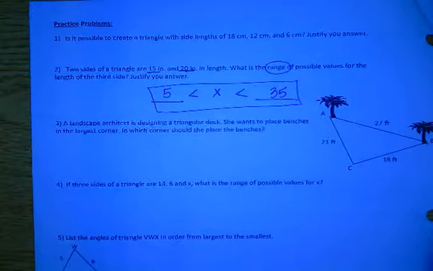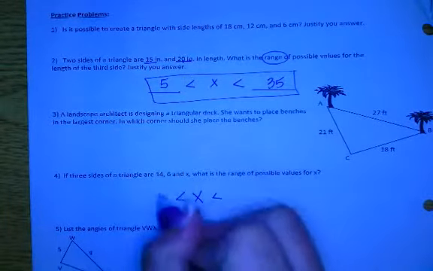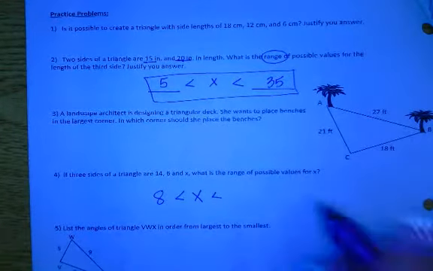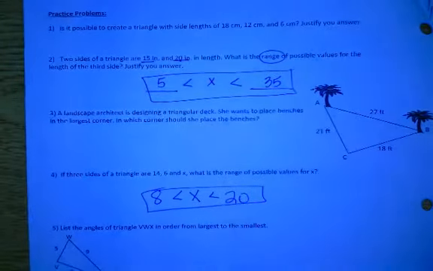Okay, so look at number 4. What would the inequality be for number 4? 8 is less than x, which is less than 20. Okay, the people that get it wrong usually forget one side of the inequality. So they might just have x is greater than 8 or x is less than 20. Make sure you have both sides. It should be a sandwich. Questions on the inequality theorem?